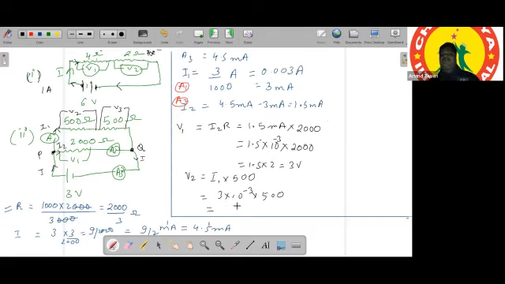You get here 15 into 10 to the power minus 1, which is 1.5 volt. So V2 will be 1.5, V3 will also be 1.5 since both the resistances are equal. And if you add 1.5 plus 1.5, you get 3 volt. That is the equivalent potential or equivalent voltage.